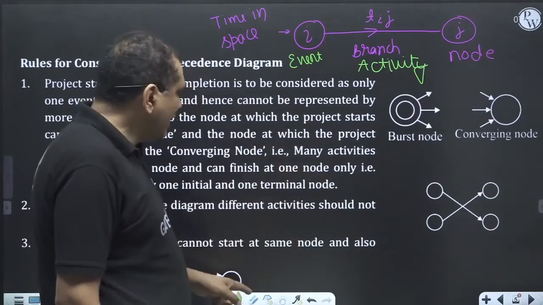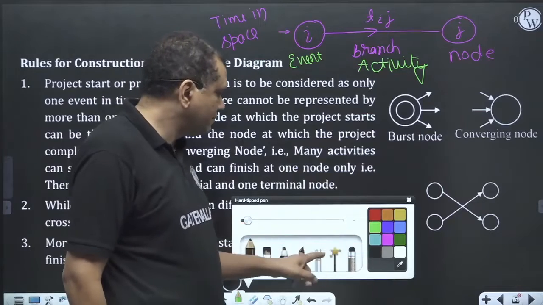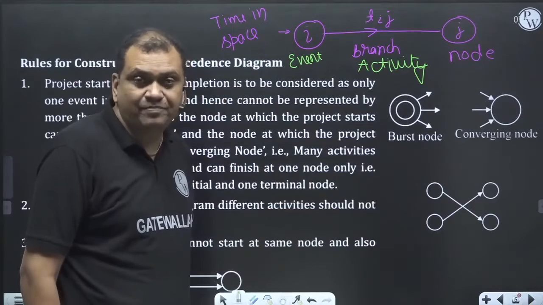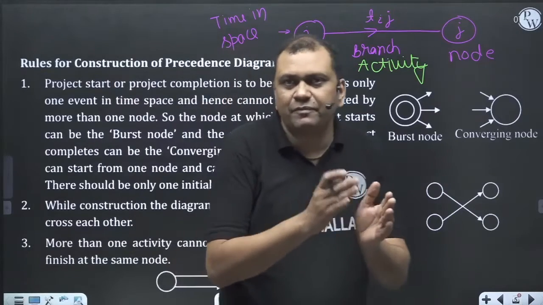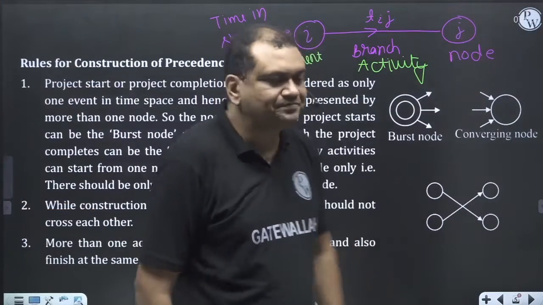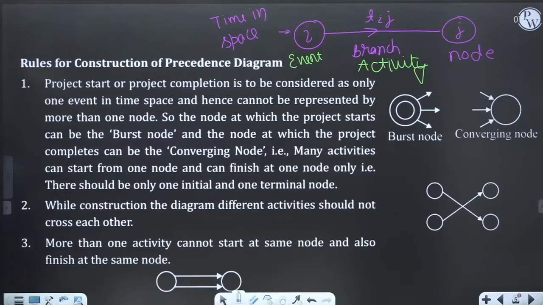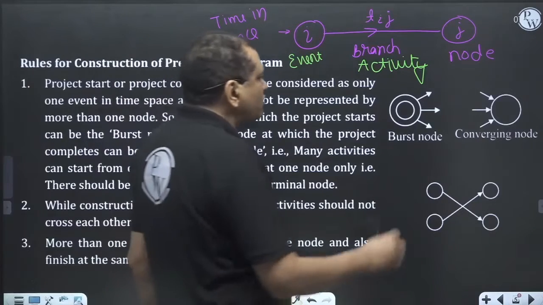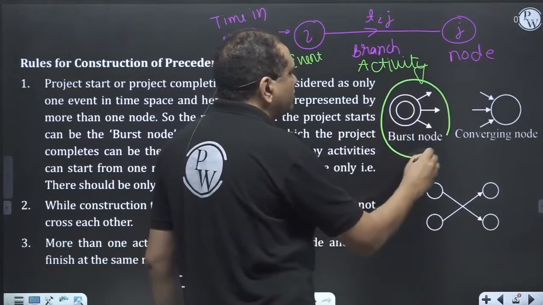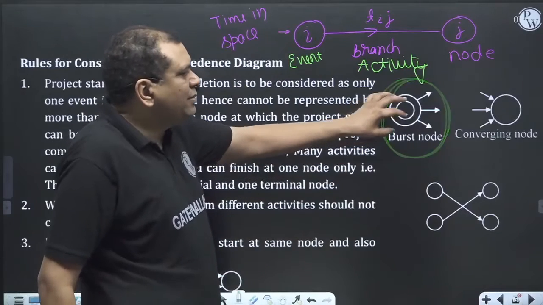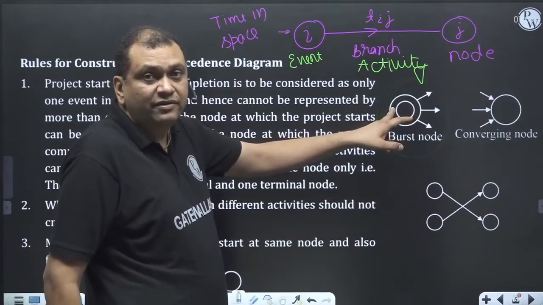Okay. Now let us say what are the rules of constructing a precedence diagram. A precedence diagram is a sequence of predecessor and successor activities, and it represents the entire project. So now project start or project completion is to be considered as the only one time event, and project start is a burst node. This is called a burst node, meaning multiple activities start from a single node.